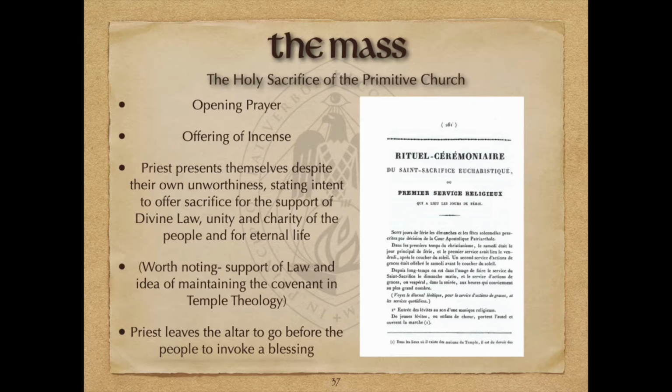After which the priest leaves the altar to go before the people to invoke a blessing. That is to say, they come around from the altar and go out to the people, either in front of the people or amongst the people. I don't recall it being very, very clear on which, and they invoke a blessing.